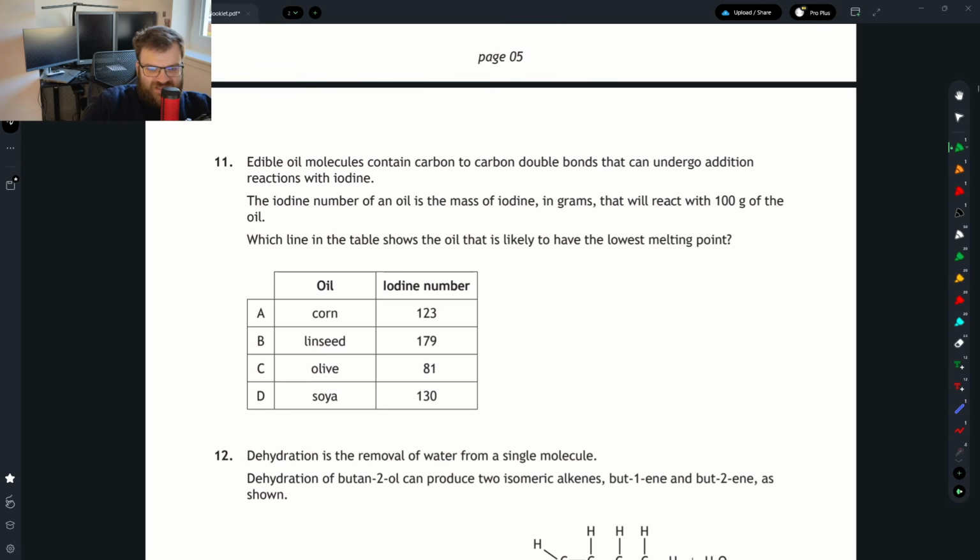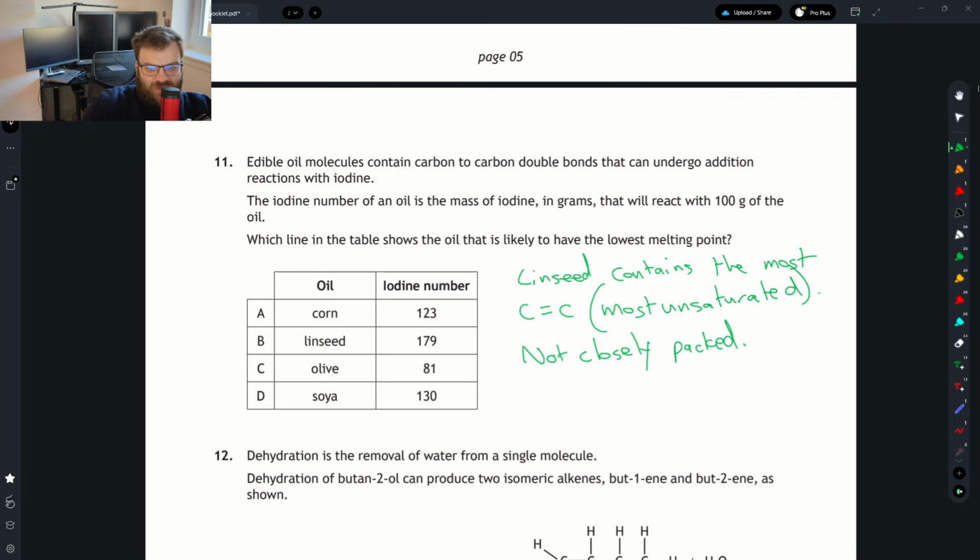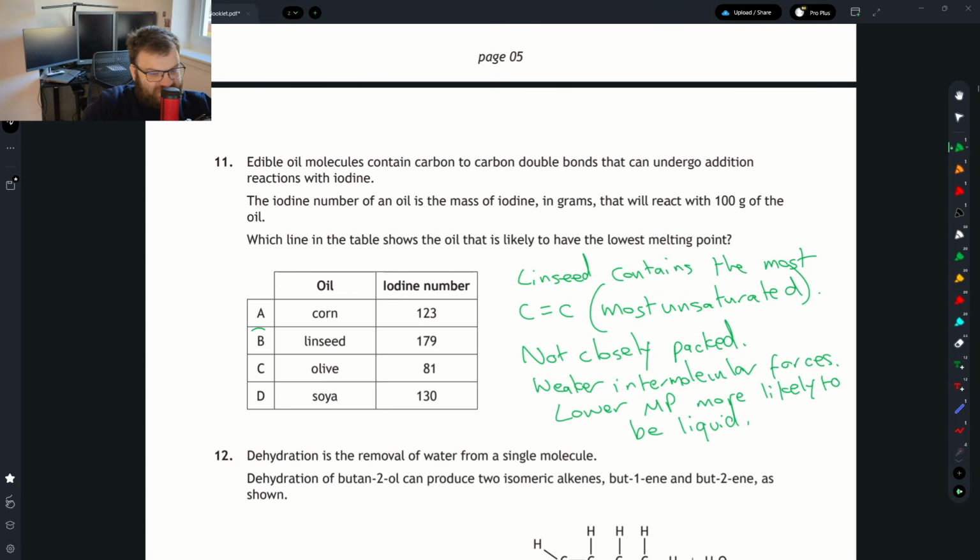If we go for just say the biggest one first of all, go for linseed. So linseed contains the most carbon-to-carbon double bonds. Another way of saying that is it's the most unsaturated. Double bonds prevent the molecules from packing closely together. Because they're not closely packed, it would be weaker intermolecular forces, lower melting point, therefore it's more likely to be a liquid. And we were actually to get the one that's the lowest melting point, so linseed would be the best option there.